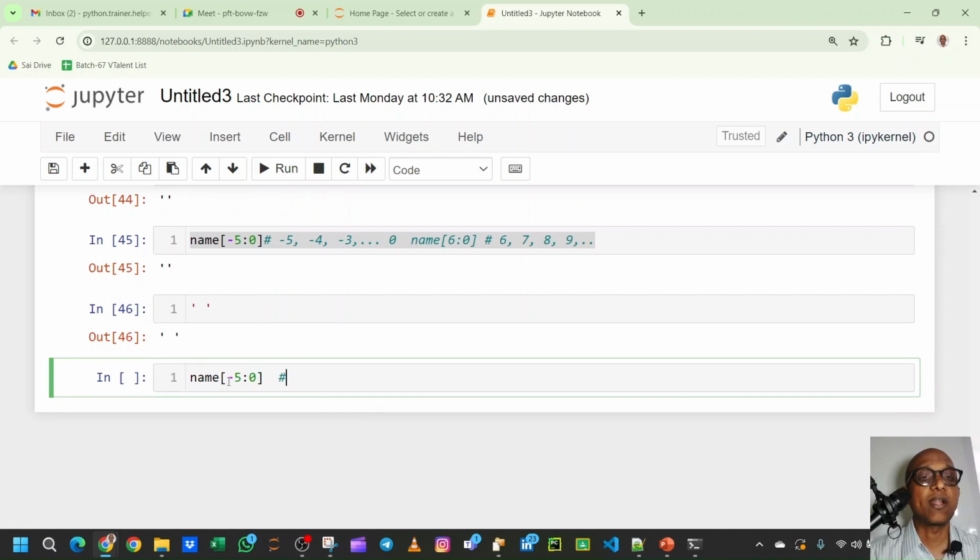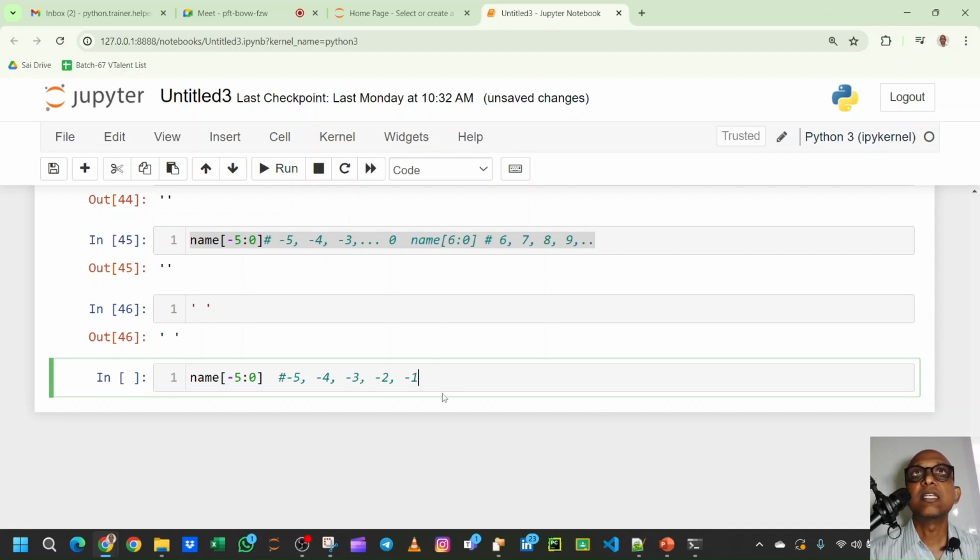Forget about the positive or negative. First, what is the default incremental value? 1. I did not mention the incremental value. The default incremental value is 1. If I just apply that logic, it is going to start with -5, -4, -3, -2, -1, and 0. 0 is excluded. So at some point I am reaching 0.